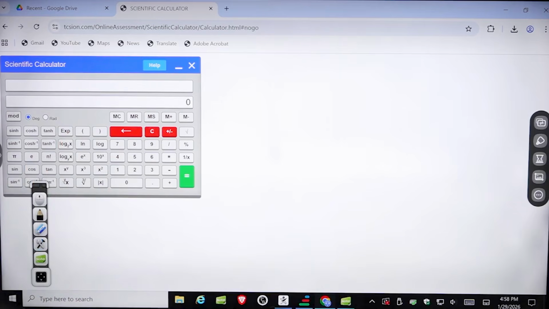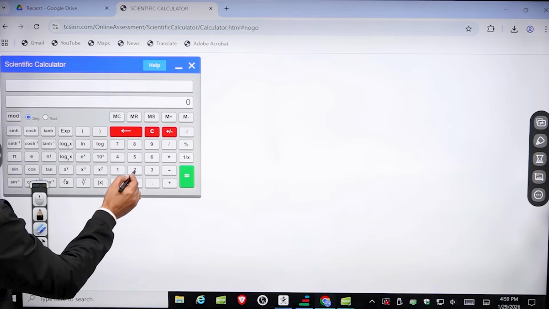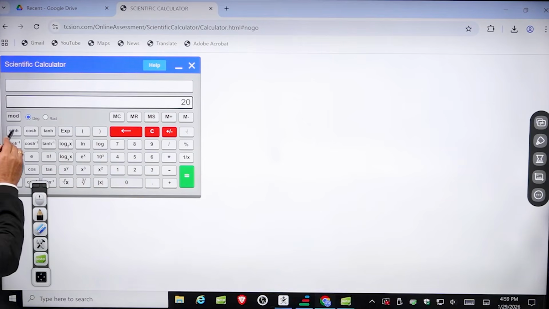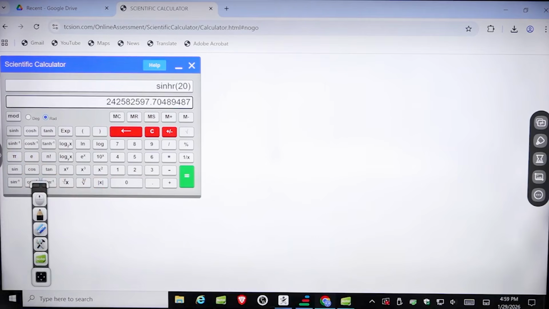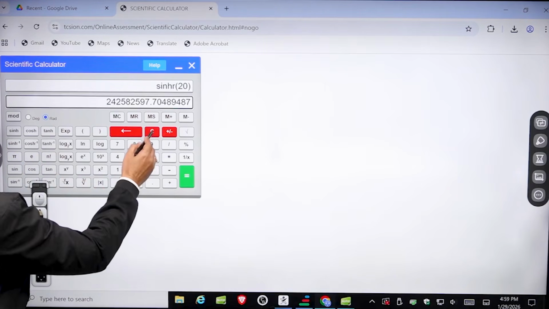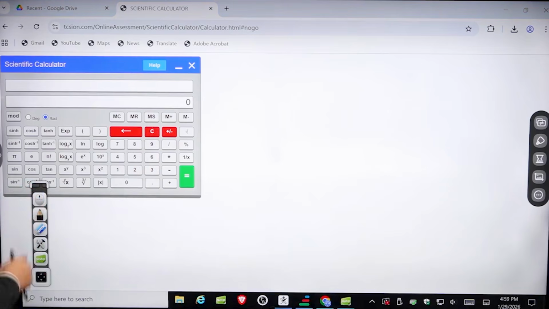Now, not only sine function, you can also find out the hyperbolic function directly from the GATE calculator: sine hyperbolic, cos hyperbolic, tan hyperbolic. Suppose you have to find out sine hyperbolic 20. So this is that sine hyperbolic 20. If I put it in the radian, 20 sine hyperbolic. Clear? Inverse angle function is also there: sine inverse, cos inverse, tan inverse, sine hyperbolic inverse, cos hyperbolic inverse, tan hyperbolic inverse.